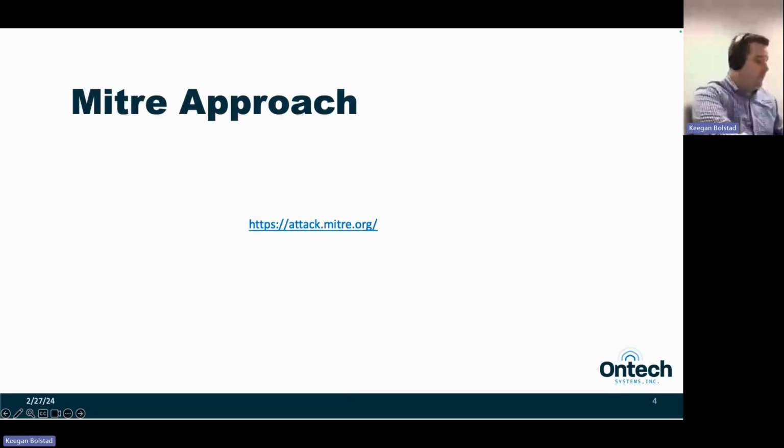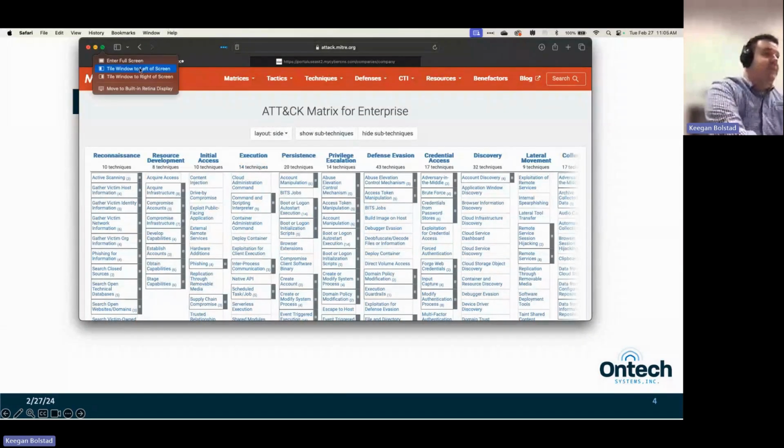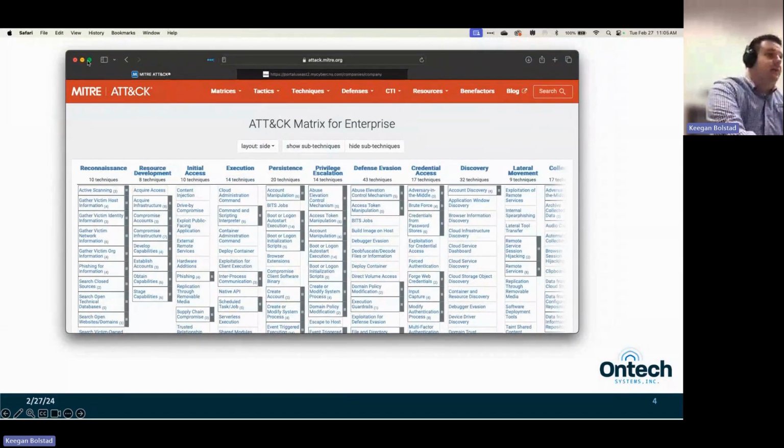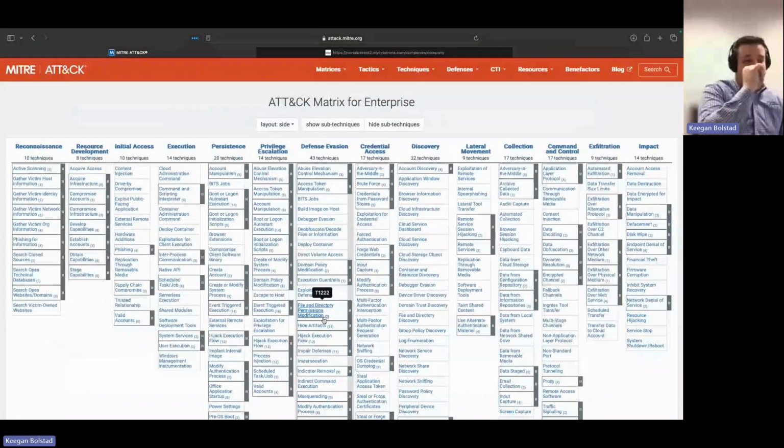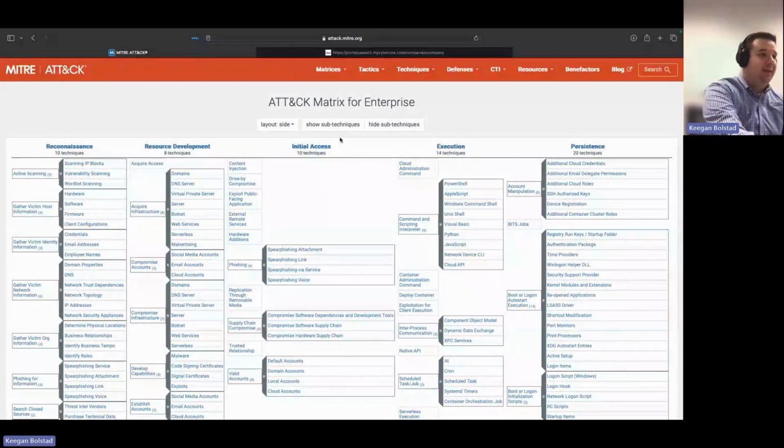So the MITRE approach, those that are familiar with MITRE have probably heard this before, but if this is your first time seeing it, we think this is really important to share because it helps you as a customer understand what a bad actor goes through. And there's obviously substantially more info here. We're not going to go through all of these today by any means.